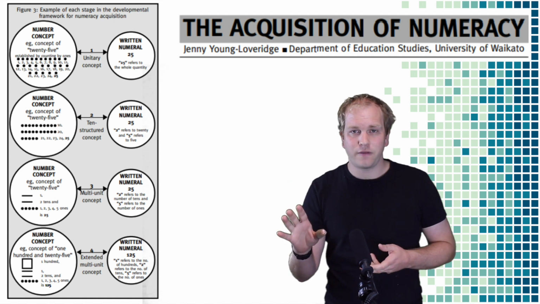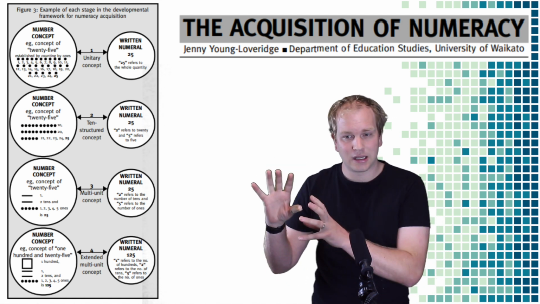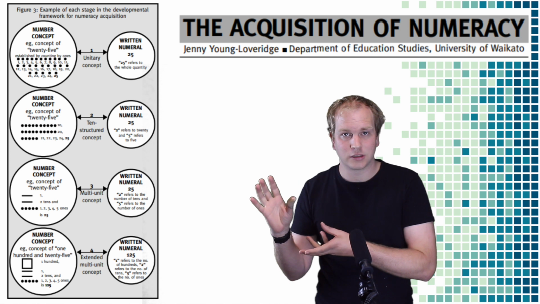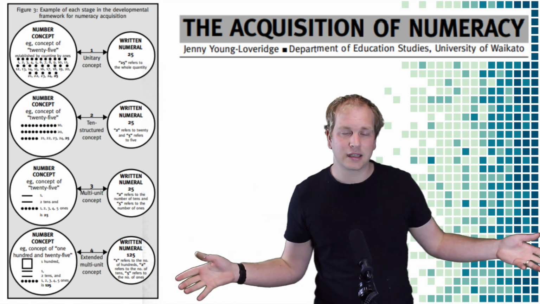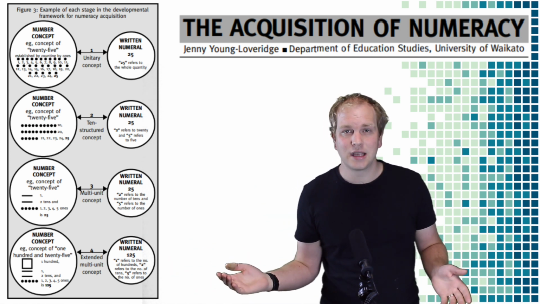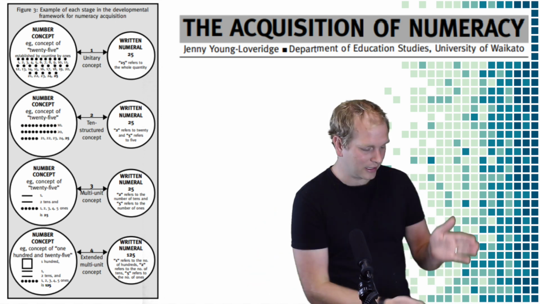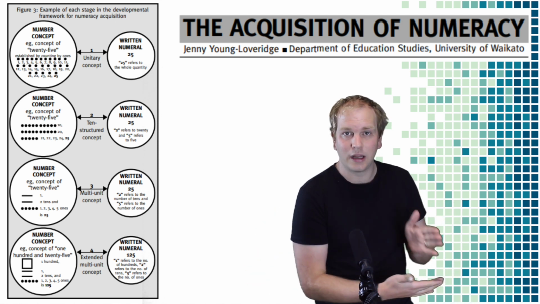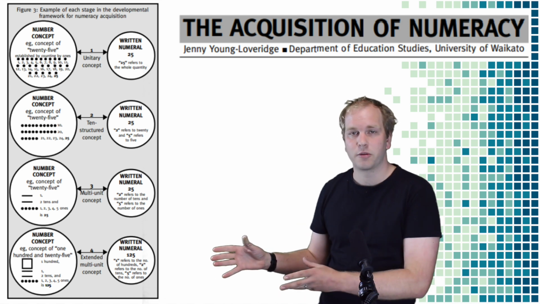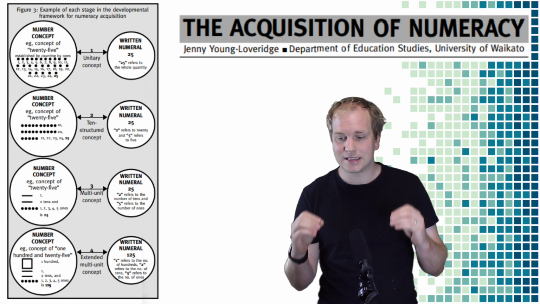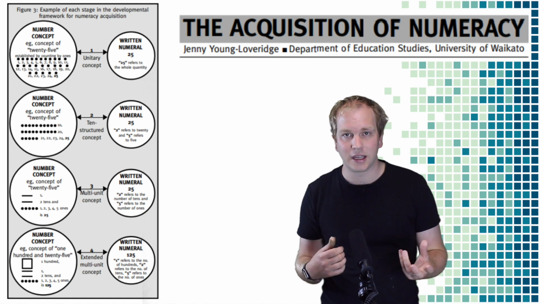A way to check if a student's stuck in the ten-structured concept is to give them a collection to count, maybe it's got 56. If to count that, they're having to count the decades, so go 10, 20, 30, 40, 50, and then count on the remaining ones, then we know that they're stuck in this ten-structured way of thinking.